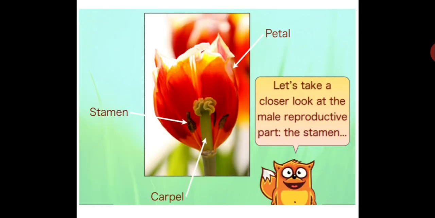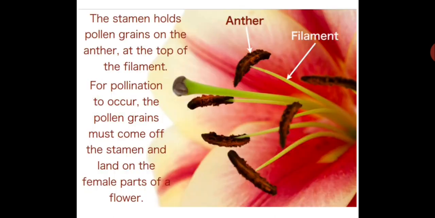So, let's have a look at the male reproductive part. Altogether, this is called the stamen. So, you've got the petals on the outside and the stamen in the middle. At the end of the stamen, you can see in this picture that it holds pollen grains on the anther. So the stamen is the whole thing all together, and the filament is the stalk that holds the anther, and the anther holds the pollen grains. So for pollination to occur, the pollen grains must come off the stamen and land on the female parts of the flower.